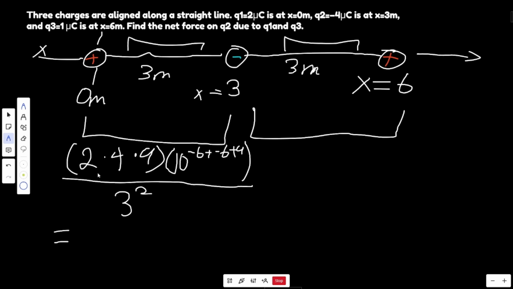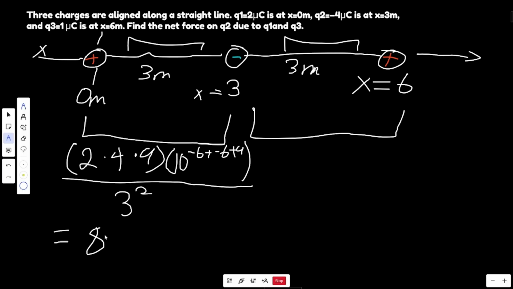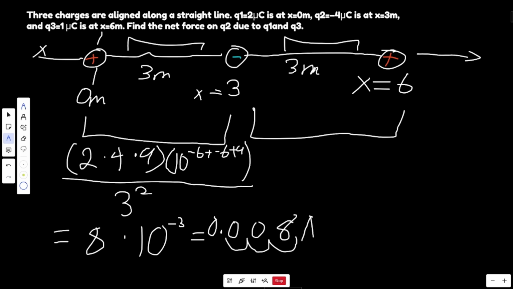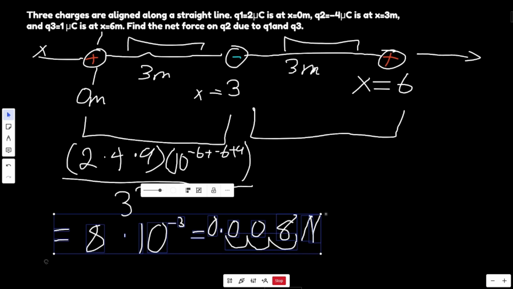And we'll get 2 times 4 times 9, that's 8 times 9, 72. 72 over 9 is 8. And this is multiplied by 10 to the power of negative 3. This is also basically 8, then move 1, 2, 3. So this is our 0. We have 0.008 newtons. So this is our force for the left side of our problem.